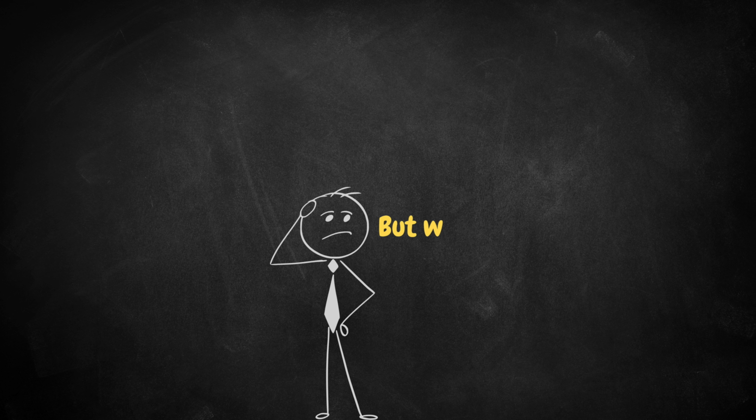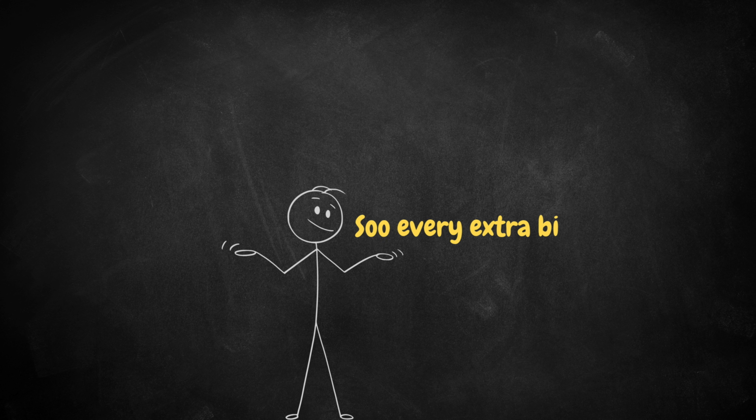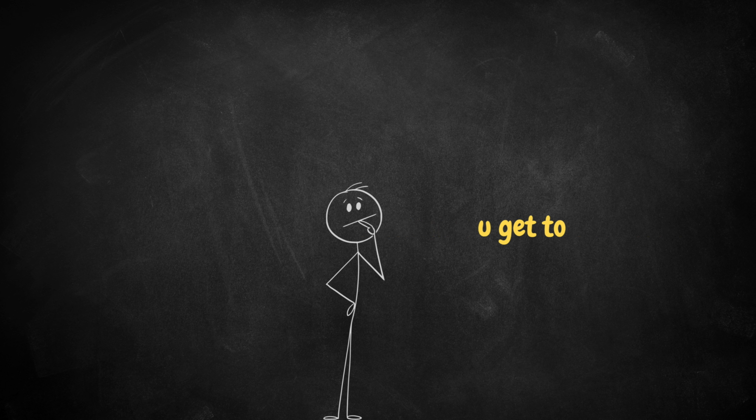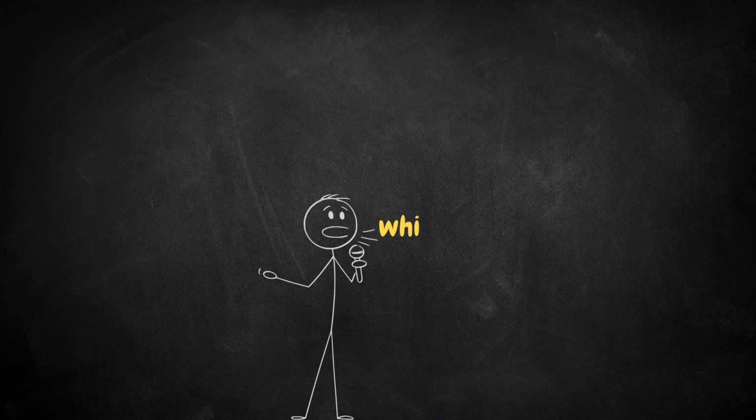Got it. But why 8? Why not 10 or 5? Oh, that's a great question, Max. Computers use binary, so every extra bit doubles the number of values we can store. When you get to 8 bits, that gives you 2 to the power of 8, which is 256 values.